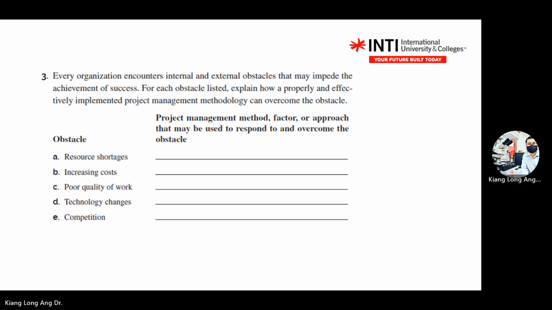Okay. All right. Number 3, poor quality of work. Let's say you're a project manager, then you want to deliver already. You go to your QC department. How come this project is not meeting your project's quality requirement? How do you solve this? Poor quality of work.